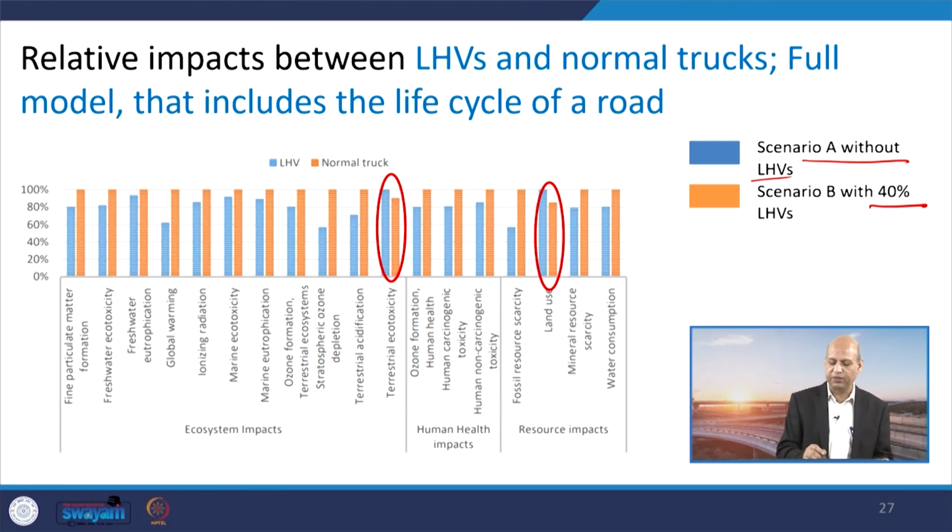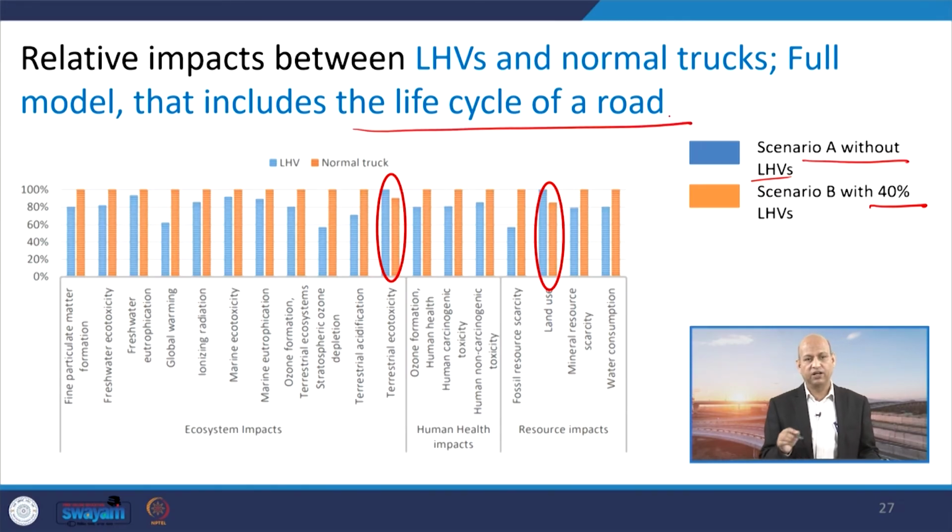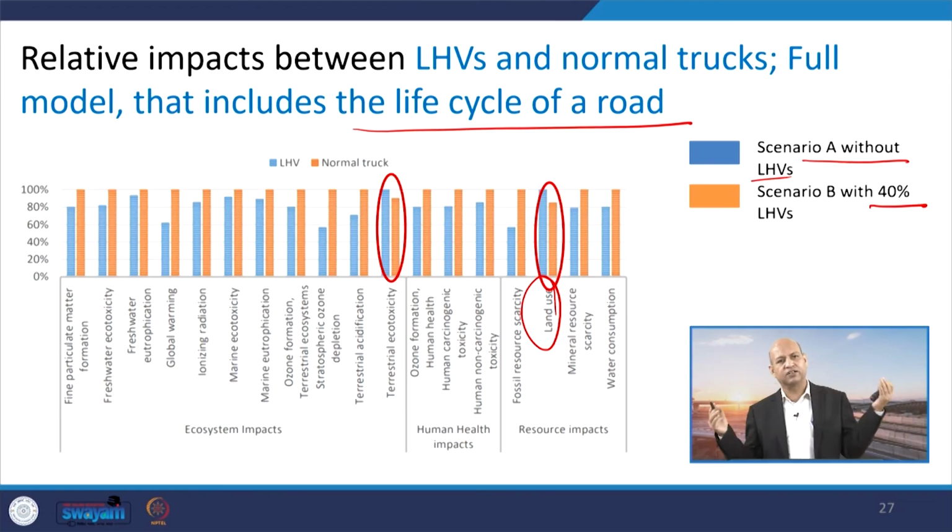The same thing happens here also, but now when we are including road related emission activities, then land use related emissions also increase in case of scenario B. That means if we are including these road and construction activities, then LHV is giving a little bit of negative impact, but overall you can see the LHV's contribution is less in terms of emissions of various kinds.